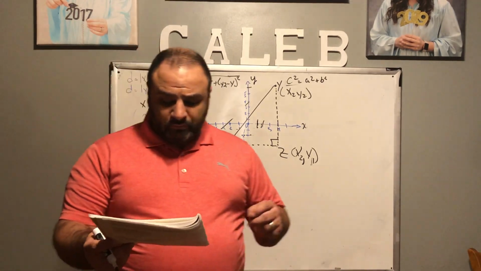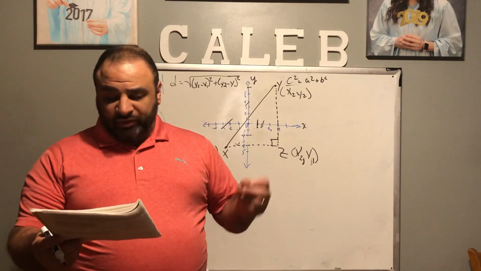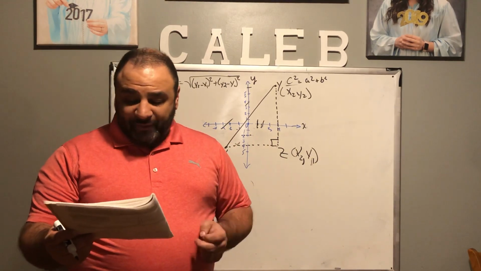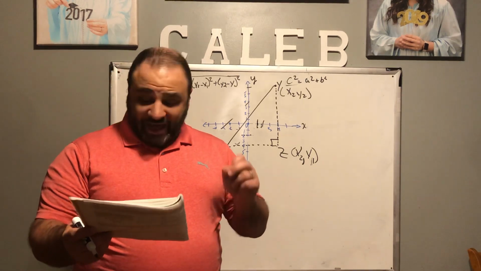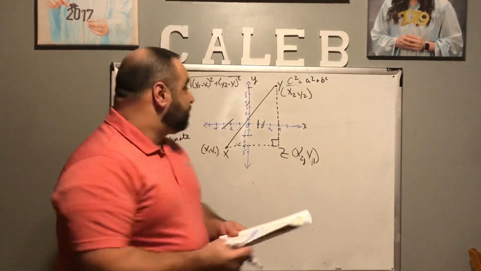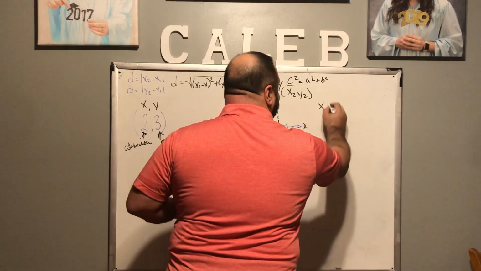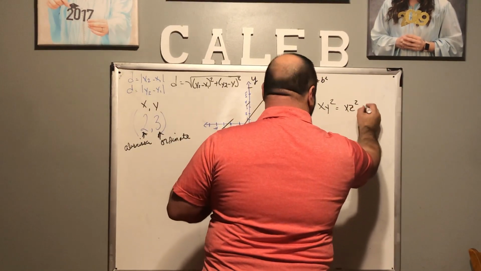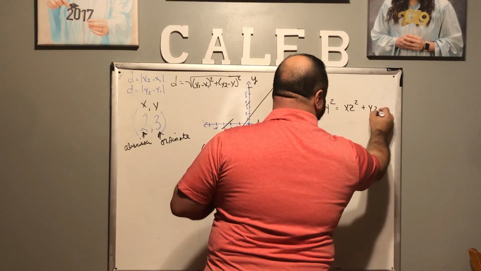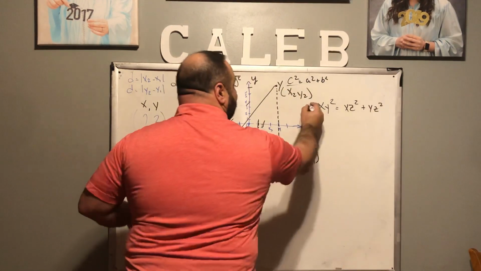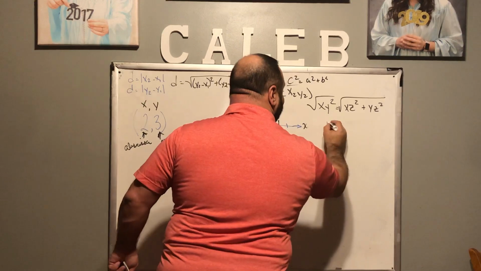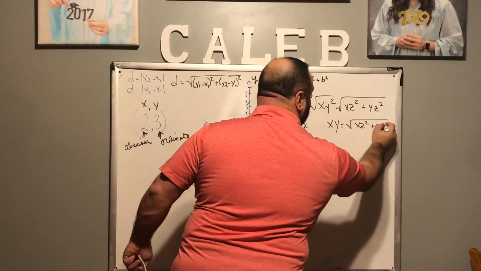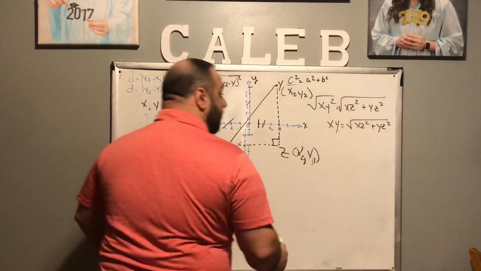Now, we can construct a right triangle with the right angle at Z. The coordinates are x2, y1. By applying the Pythagorean theorem, we can find the length of the hypotenuse XY. So we have XY squared equals XZ squared plus YZ squared. Find the square root of both sides, and we have XY equals the square root of XZ squared plus YZ squared.